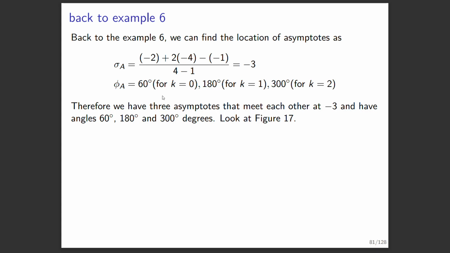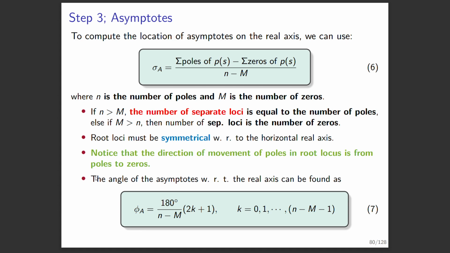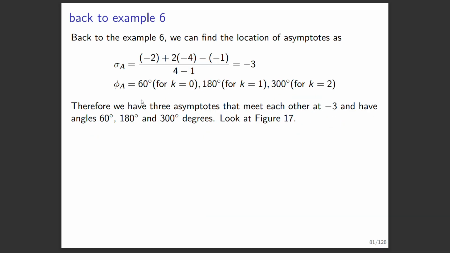How about the angle? For the angle, I'm going to have 180 divided by the number of poles minus the number of zeros, 4 minus 1, which is 3. So 180 divided by 3, which is 60, times 2k plus 1. So 60, 180, 300. You can go further with k equals 3, but you're going to get 60 again plus 360. So you're going to get these three angles again and again.